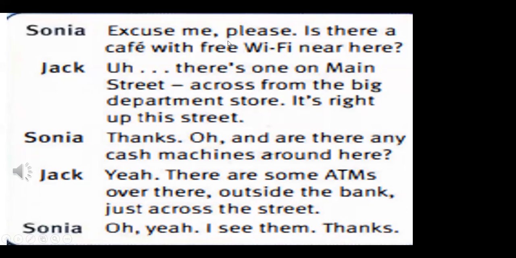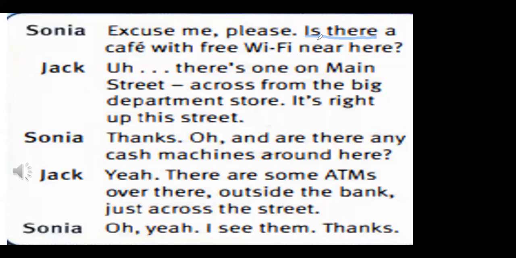Excuse me, please. Is there a cafe with free Wi-Fi near here? There's one on Main Street across from the big department store. It's right up this street. Thanks. And are there any cash machine around here? Yeah, there are some ATMs over there outside the bank, just across the street. Oh yeah, I see them.